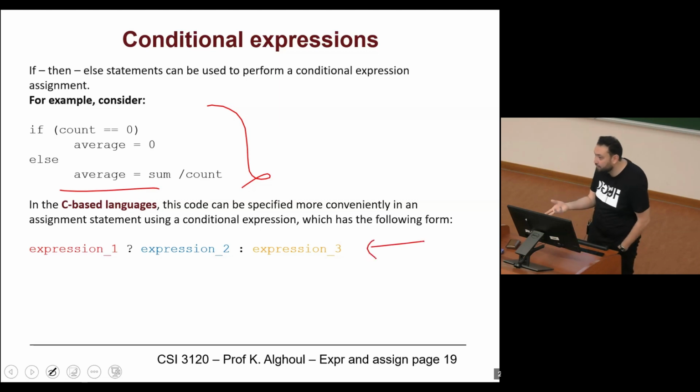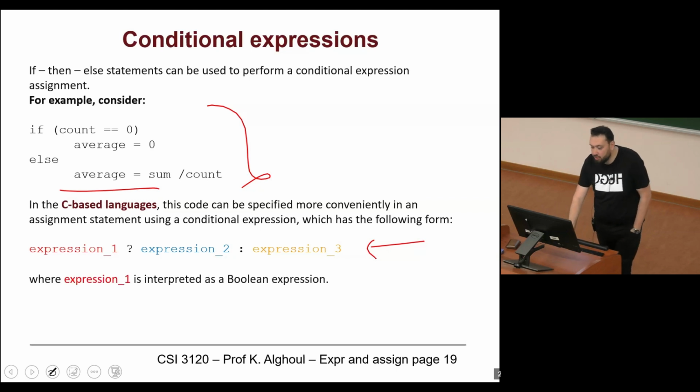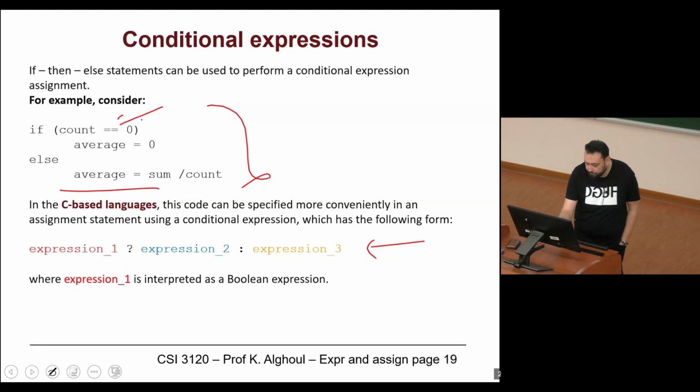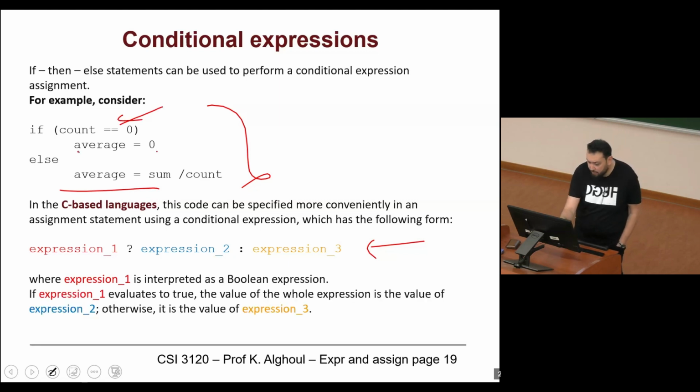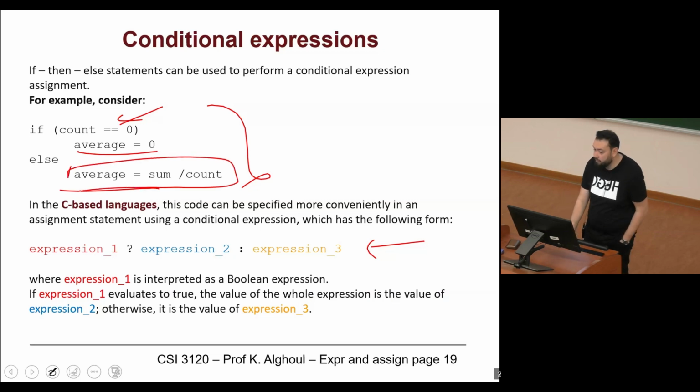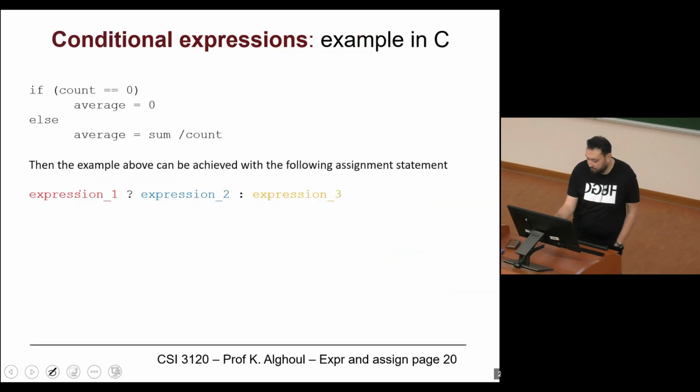When you're designing the language, you say, you know what? I want to do something like this. So expression 1 is this one, the count equals 0. Expression 2 is this one, and then expression 3 is this one. Okay? So if I want to use this to convert this into one line, what would it be? Who can do it?